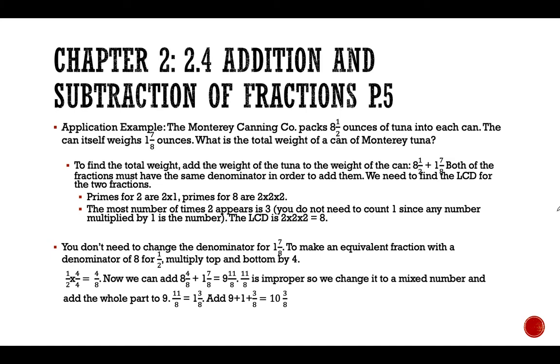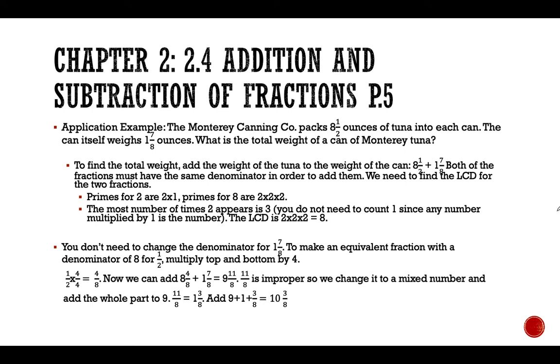The primes for 2 are 2 times 1, and the primes for 8 are 2 times 2 times 2. 2 is the only prime, and the most number of times it appears is 3 times. So the LCD is 2 times 2 times 2, which equals 8. So your LCD is 8 in this case. So for the 1 7/8, you don't have to change the denominator. To make an equivalent fraction with the denominator of 8 for 1/2, multiply the top and bottom of 1/2 by 4. 1 over 2 times 4 over 4 equals 4 over 8.